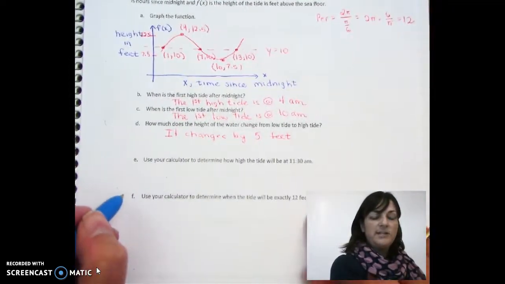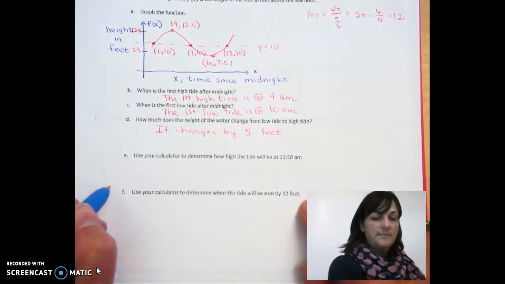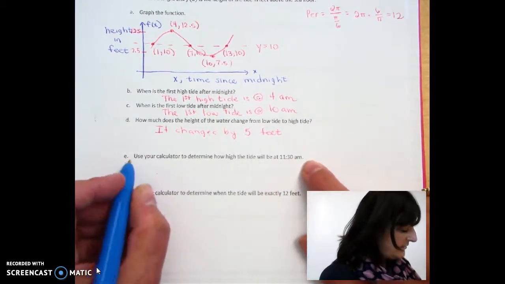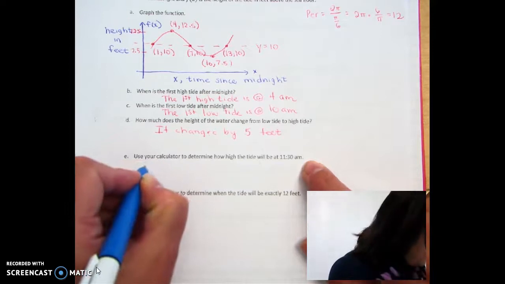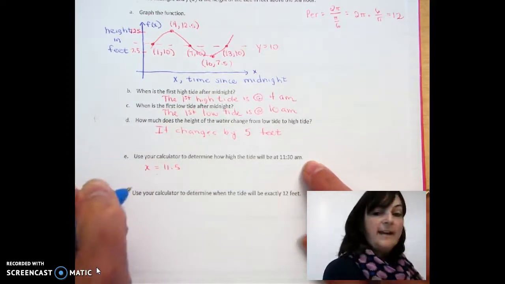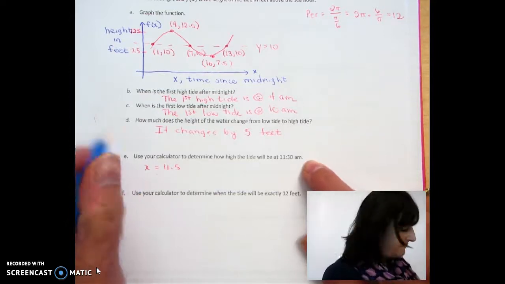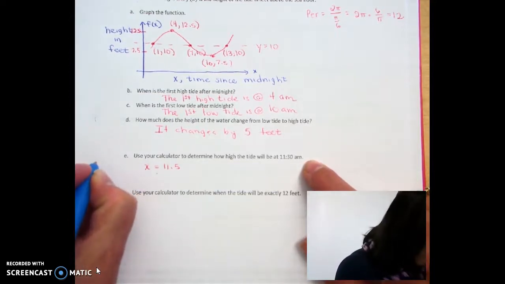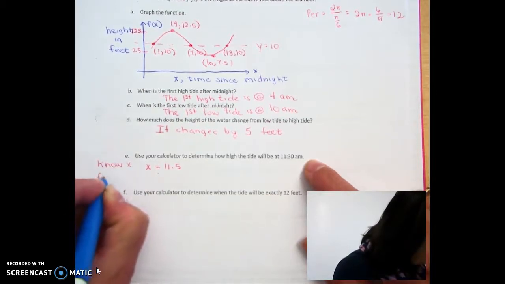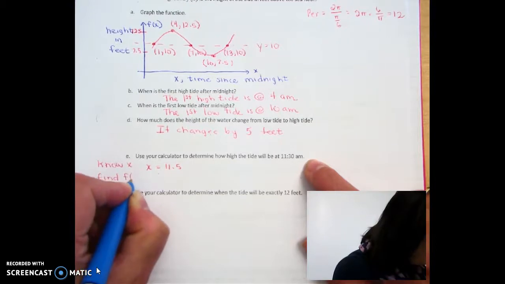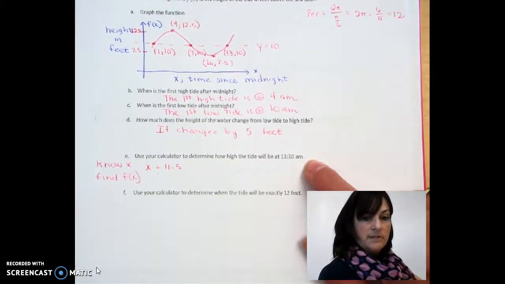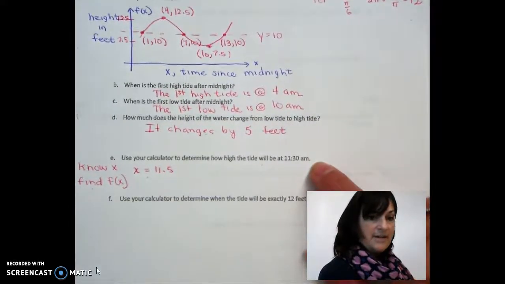Here's the part where we're going to need to use our calculator. So it says here, use your calculator to determine how high the tide will be at 11:30 a.m. That's going to be when x is 11.5, because that's 11.5 hours after midnight. So on this one, we know x, and we want to find y, or f of x. So let's go ahead and zoom in a little bit and get the graphing calculator out.